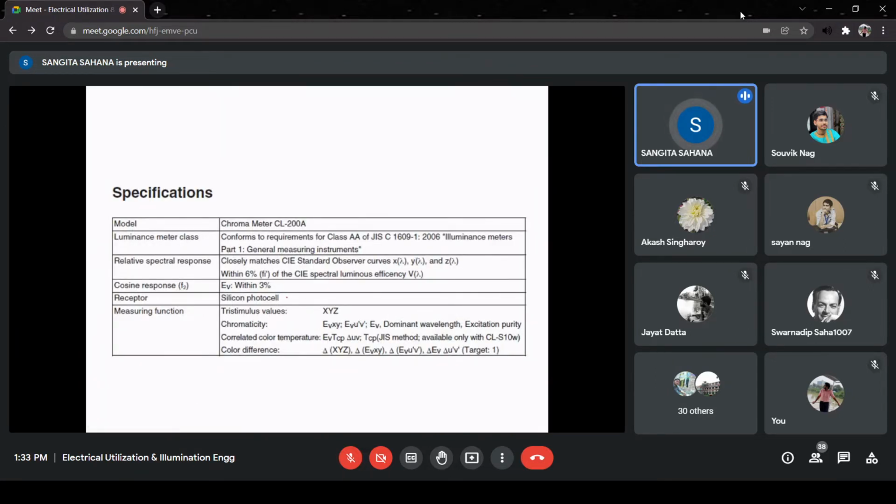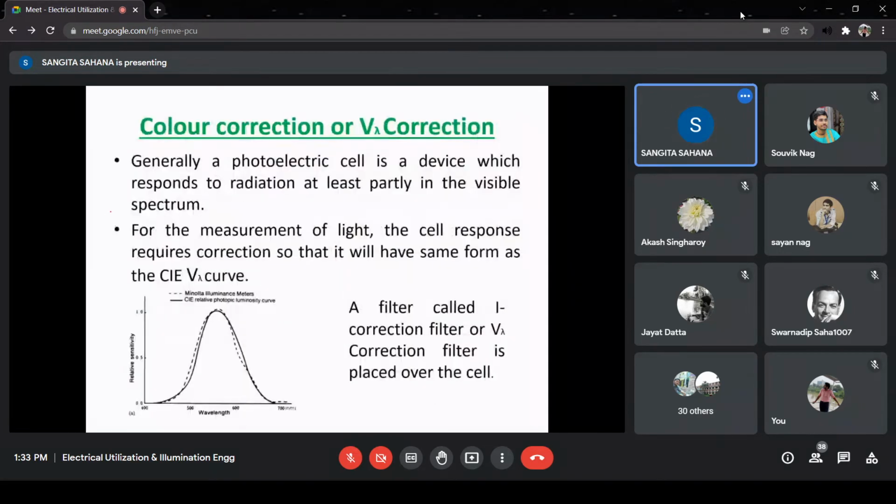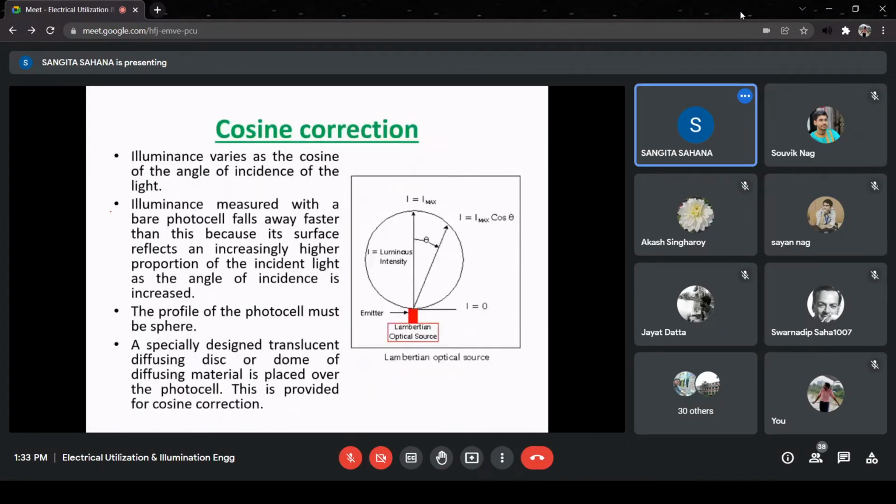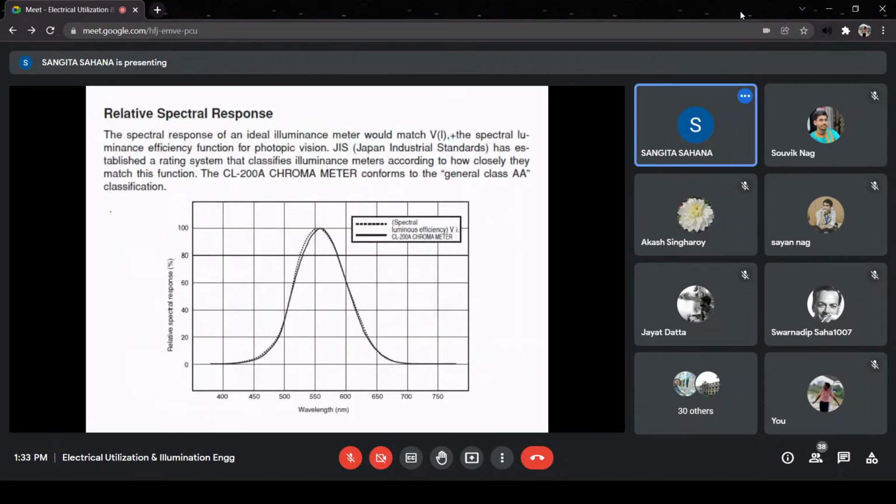And the photoreceptor is a silicon photocell. The cosine response is within 3% mismatch. This is again those coordinate values, X, Y, Z. Any question up to this?